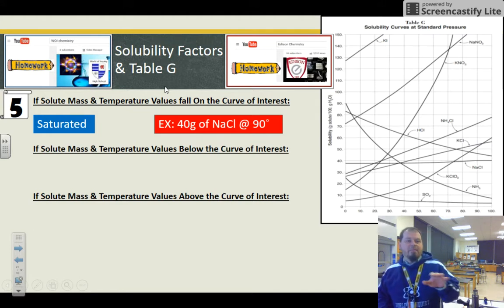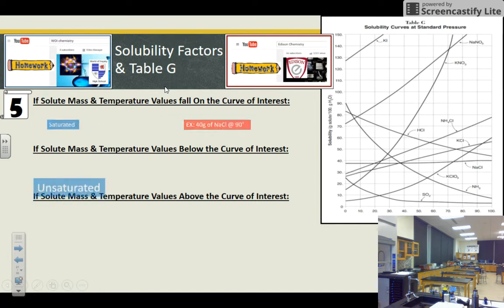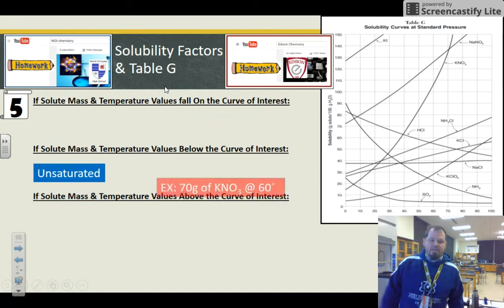So if I am on the line, I'm saturated. So here's an example, 40 grams NaCl, 90 degrees. So 90 degrees, 40 grams, boom, look at that right there. My smartboard's off a little bit, but my plot comes right up onto the line of interest. On the line is saturated. Below the line is unsaturated.